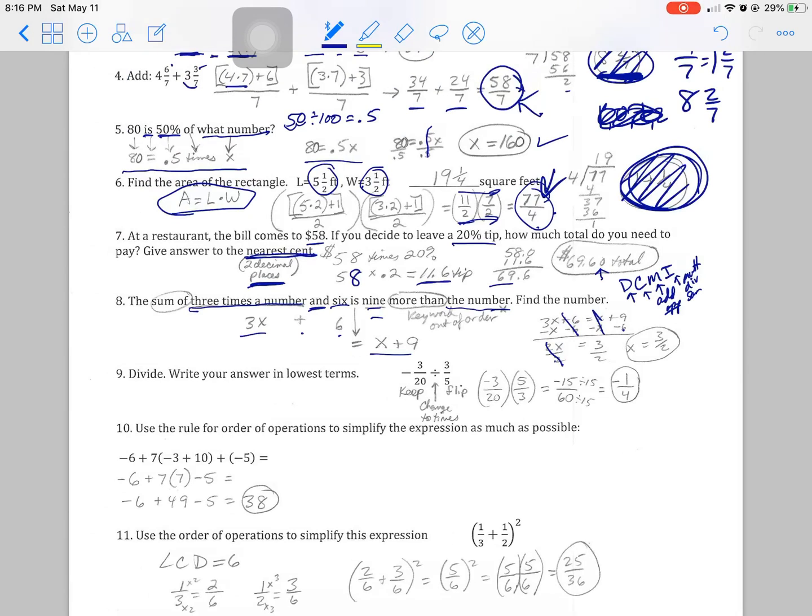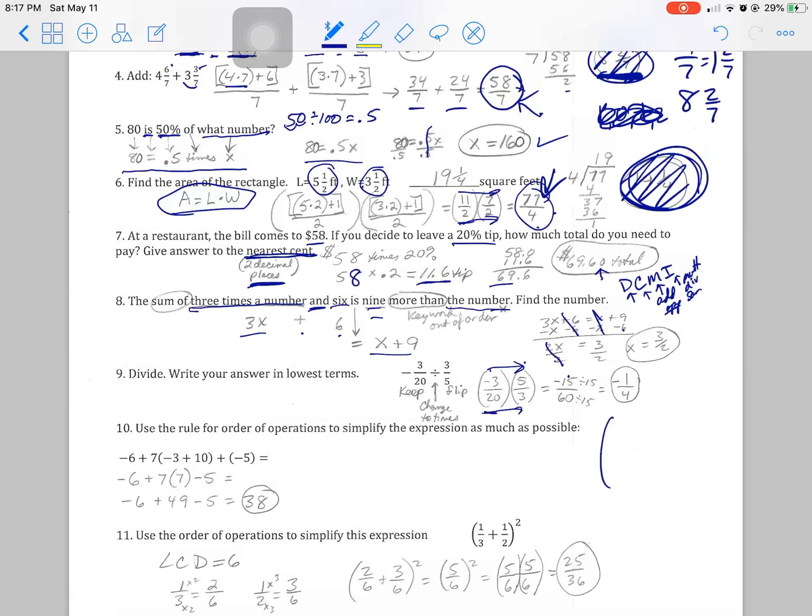All right, number 9, write your answer in the lowest terms. This is a fraction divided by another fraction. So the expression that I use is keep, change, flip. Keep the first fraction as is. Change the division sign to a multiplication and flip, or give the reciprocal of, the second fraction. It has to be the second one, not the first one. It matters, okay? So then when you're multiplying fractions, you multiply across the top, that gets you a negative 15. Across the bottom gets you a 60.